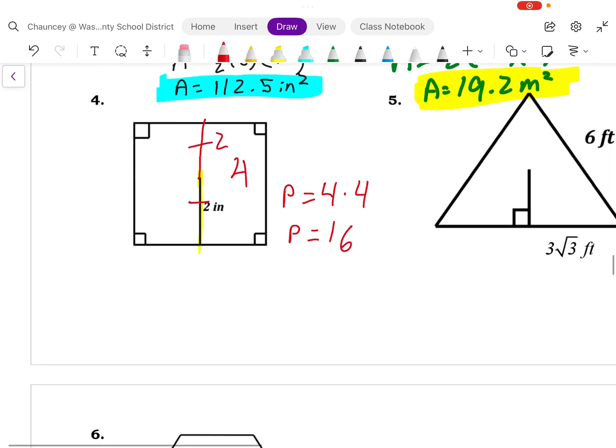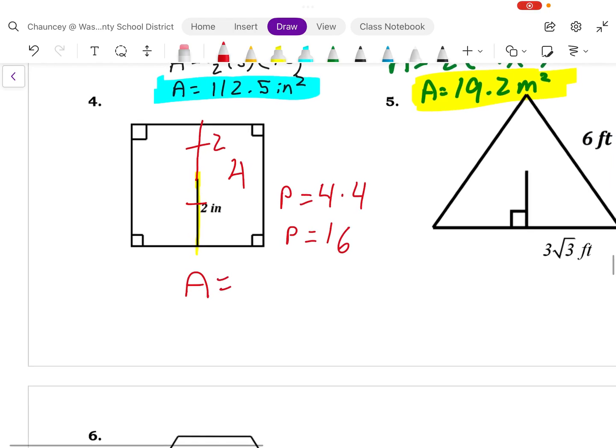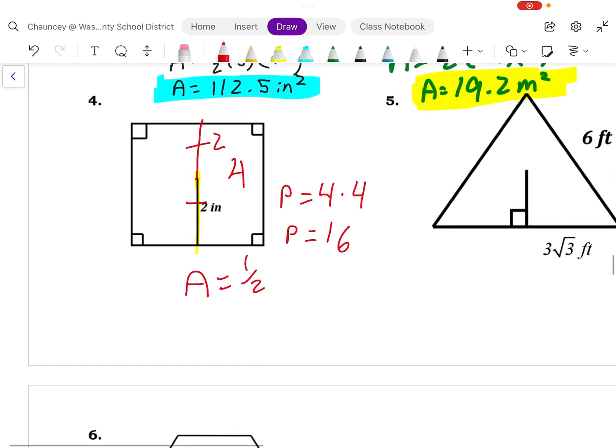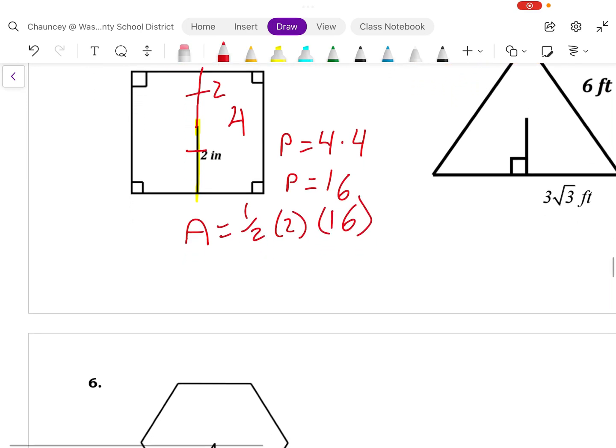All right? We already know our apothem is 2 inches, so let's plug it into our formula. Area equals 1/2 of our apothem times our perimeter. And you should come up with an area of 16 inches squared. All right, cool.